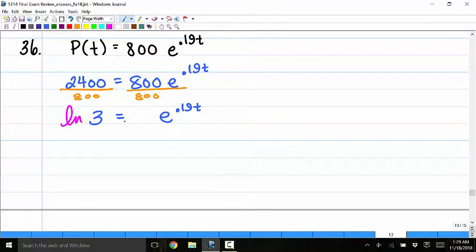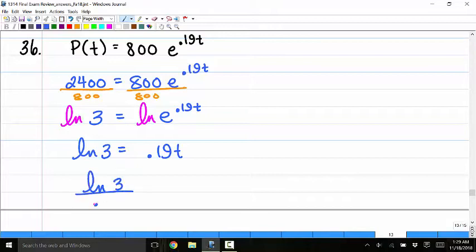Now take the natural log of both sides. I get natural log of 3 equal to 0.19 t. Dividing both sides by 0.19, I get natural log of 3 over 0.19 equal to t. And when I typed it in on the calculator, I get approximately 5.78 years.